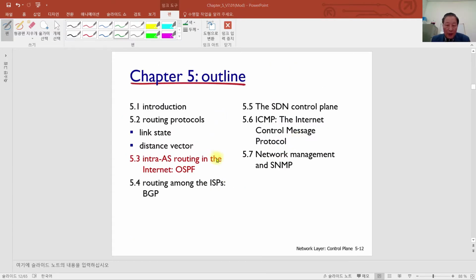We learn about intra-autonomous system routing in the internet, and one example is the OSPF protocol. Another is the routing information protocol, also an intra-autonomous system protocol. This autonomous system, we will learn in detail. Okay, let's move on.